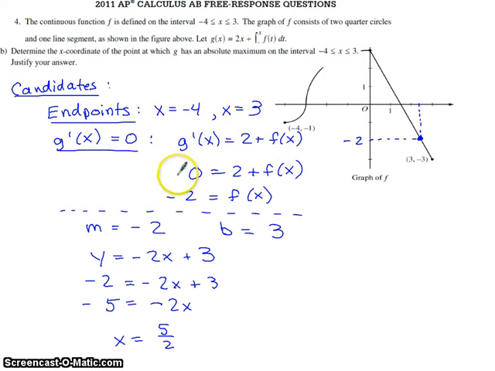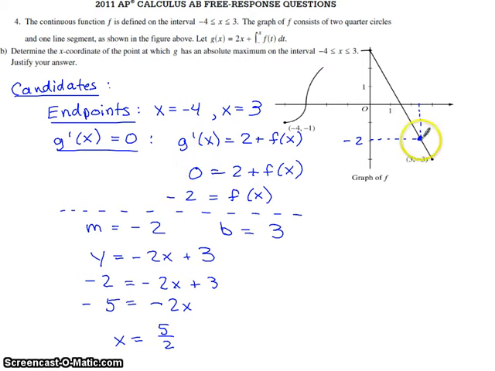They could also be critical numbers, places where your derivative is equal to 0 or places where your derivative is undefined. Our derivative, g prime of x, is always going to be defined. F of x is always defined from negative 4 to 3, so we don't have to worry about anywhere where our derivative is undefined. But to find where g prime of x equals 0, if you put 0 in for g prime of x like I've done here, and then solve that for f of x, it basically says f of x has to equal negative 2. So anywhere on the graph of f where it equals a y value of negative 2, that's going to be an x value that makes g prime equal 0.